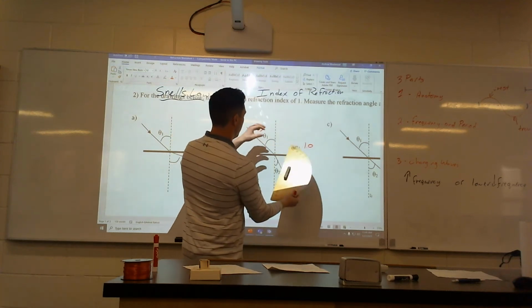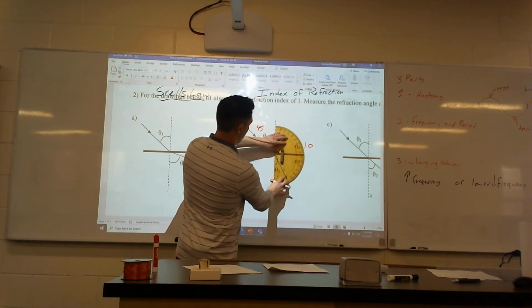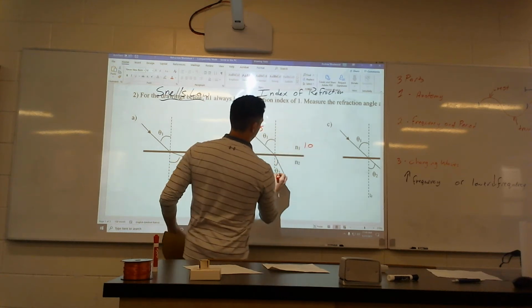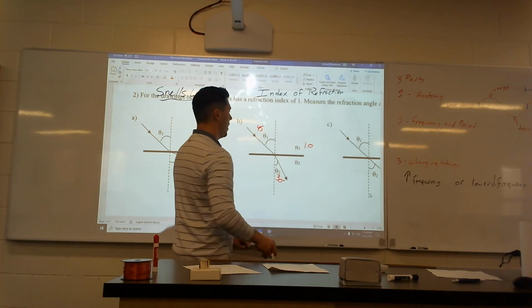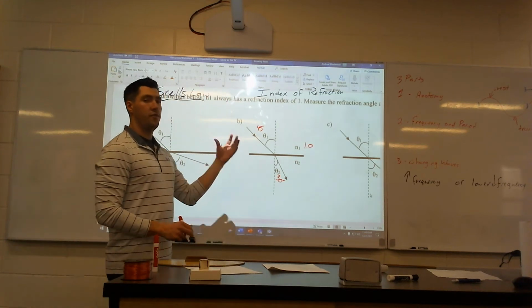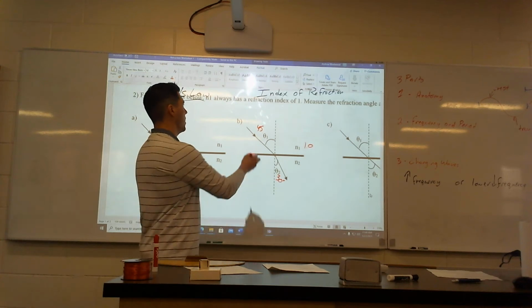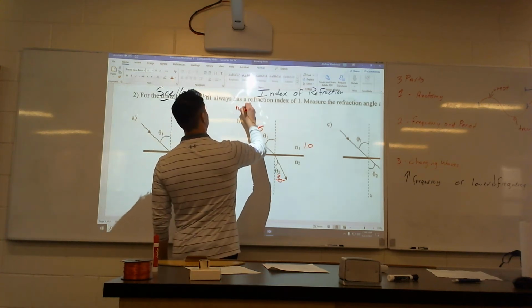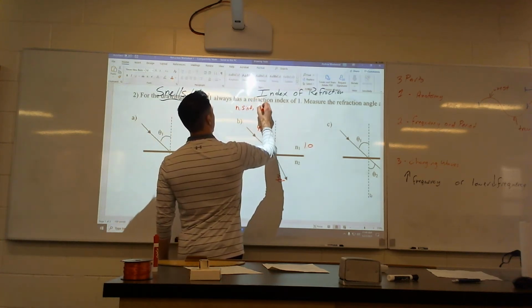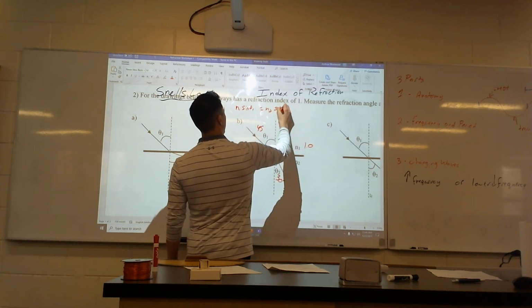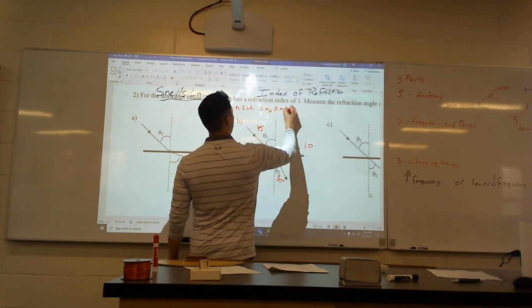This one comes around, and I get 30. That one's pretty on the dot for me, 30. All right. Once you've figured out the protractors and got your angles, then it's just back to that law. So again, back to n1 sine theta 1 equals n2 sine theta 2.